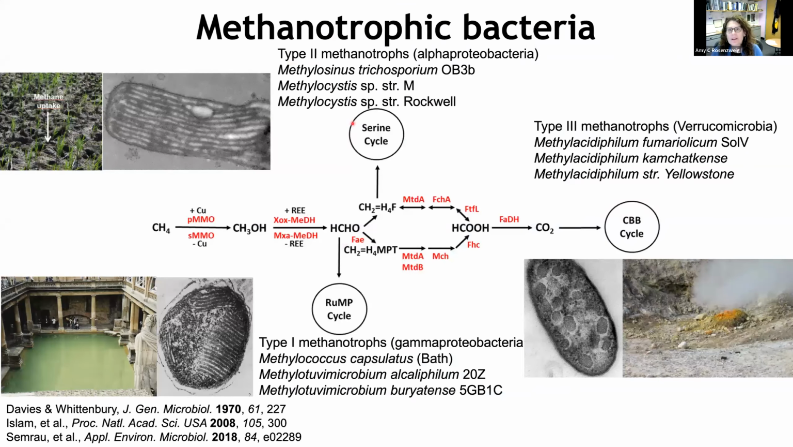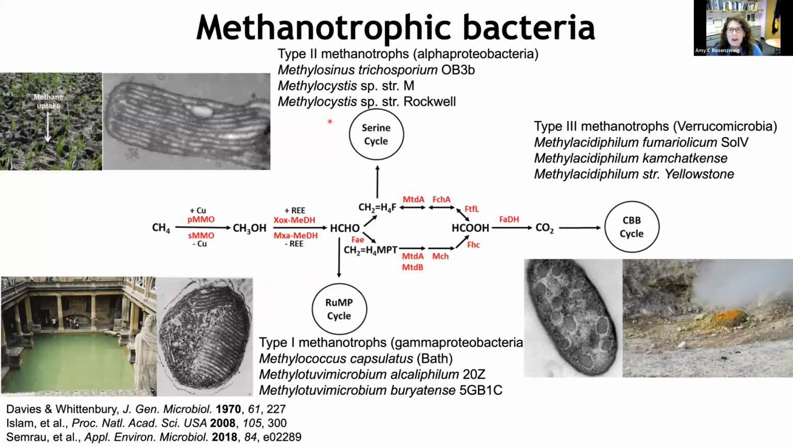The kind of bacteria we work on in the lab are called methanotrophic bacteria, and these bacteria consume methane gas as their sole source of carbon and energy. In the center of this slide is the metabolism of these bacteria. It all starts with methane. Methane is then converted to methanol, and then onward. Depending on the type of methanotrophic bacteria, the carbon is assimilated via different types of metabolisms.